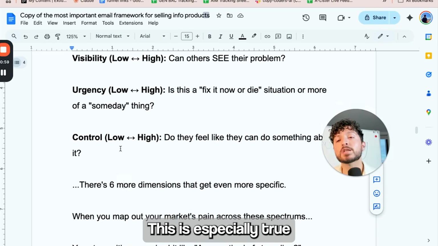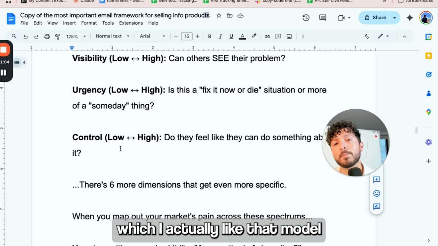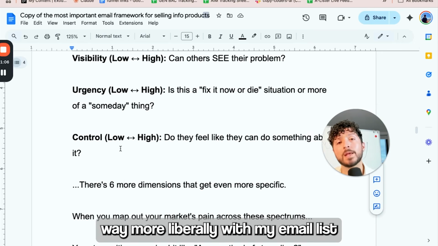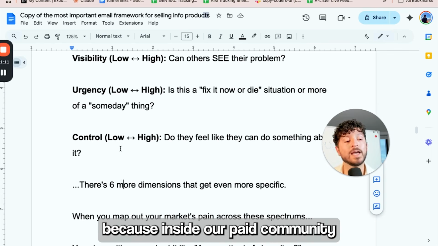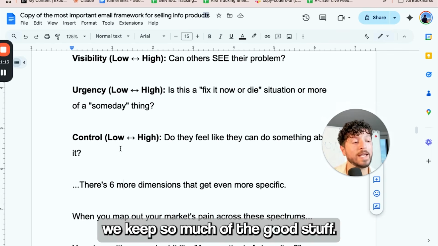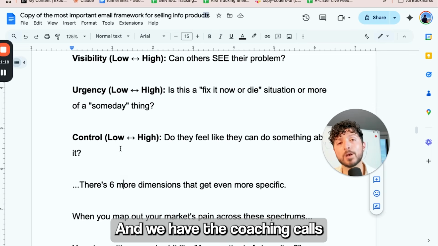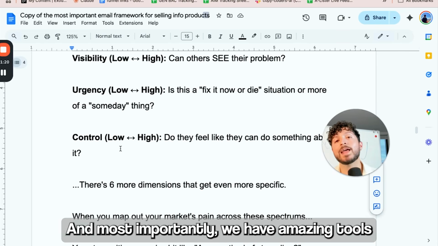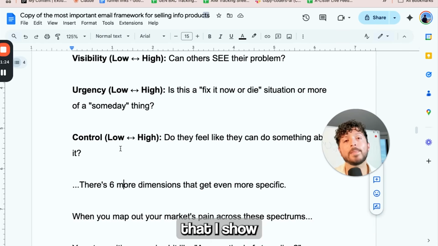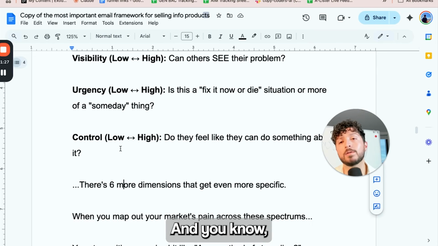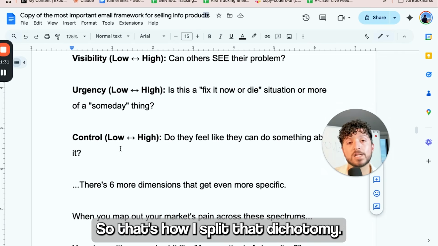Okay. This is especially true if you're selling information products. Now, we don't do information, we do coaching, which I actually like because it allows me to share way more liberally with my email list and with you guys. I share so many concepts and information, and I don't feel bad because inside our paid community for coaching, we keep so much of the good stuff. We go way, way deeper, and we have the coaching calls to help you actually implement it. And most importantly, we have amazing tools like bots for every single thing that I show that will do the work for you. I can share the information, but you don't have access to the tools to actually make it happen. Okay. So that's how I split that dichotomy.